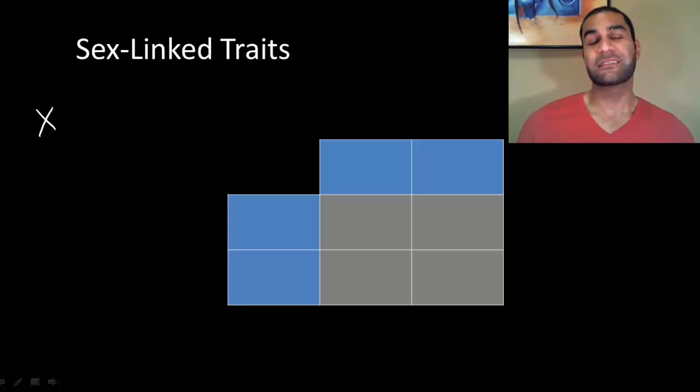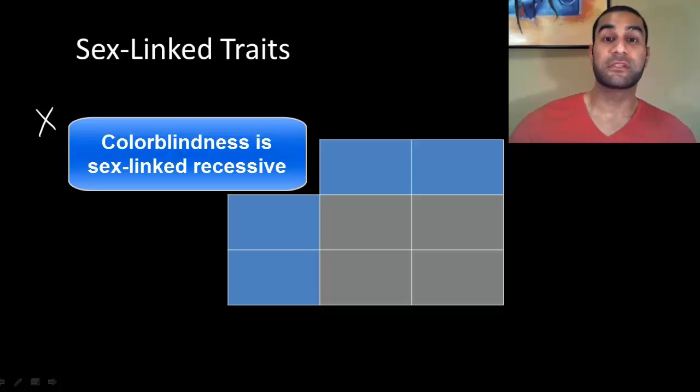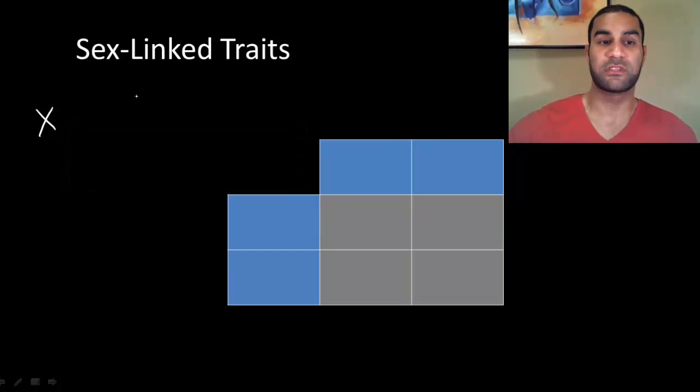Colorblindness is a sex-linked recessive trait. Here's what that means. There are 2 possibilities of that trait. So let's say we can either have normal vision or you can be colorblind. Since normal vision is the dominant, let's use the letter N. Since it's on the X chromosome, you can either be X capital N or X lowercase n.